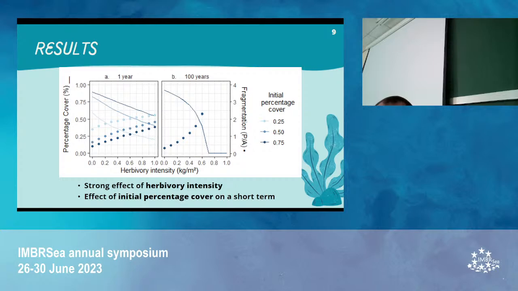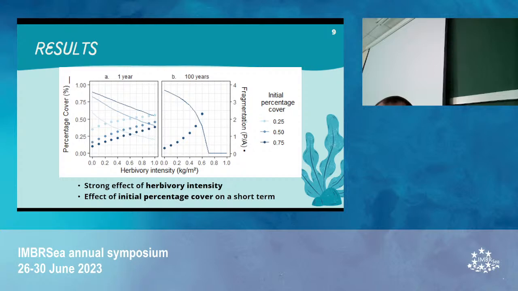A second point I would like to stress is the effect of initial percentage cover, so the shades of blue. You can dissociate after 1 year the different initial percentage cover levels, but after 100 years, you can't. So there is an effect of initial percentage cover, but on a short-term scale.